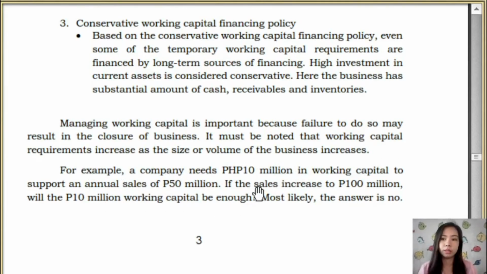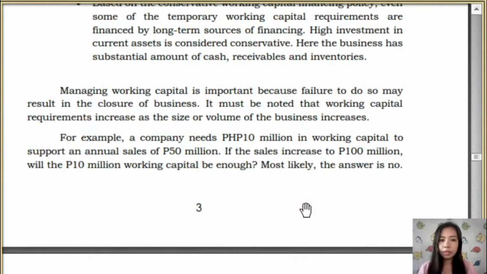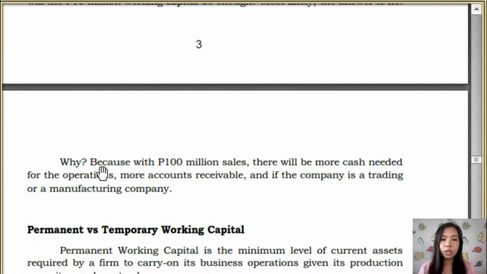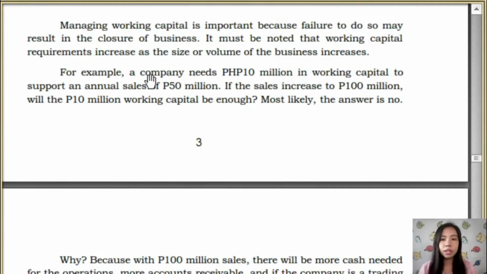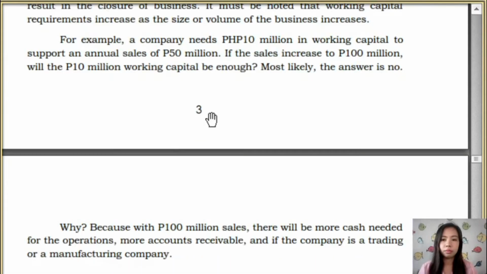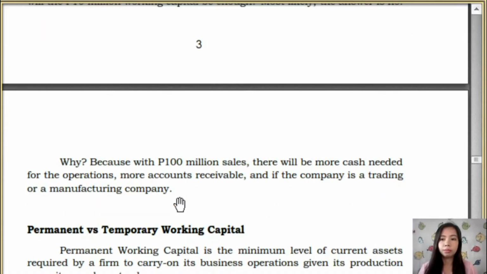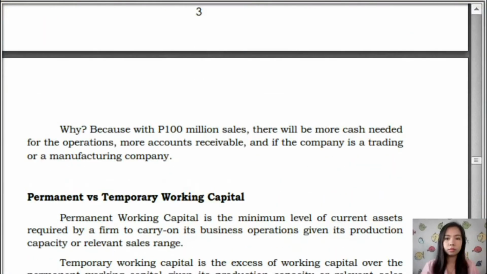Also, you have an additional reason or justification here. Why? Because if sales increase, there will be more cash needed for operations. So, syempre naman, since lumaki yung sales mo ng almost half, from 50 million, nadagdagan siya ng additional 50 million. Syempre, kailangan mo ng additional cash for operation.